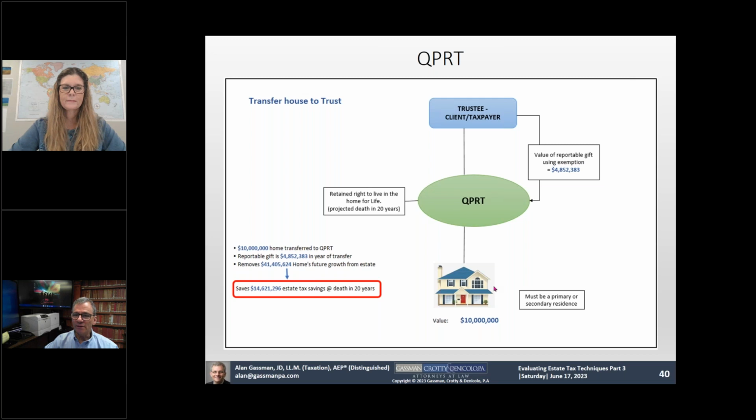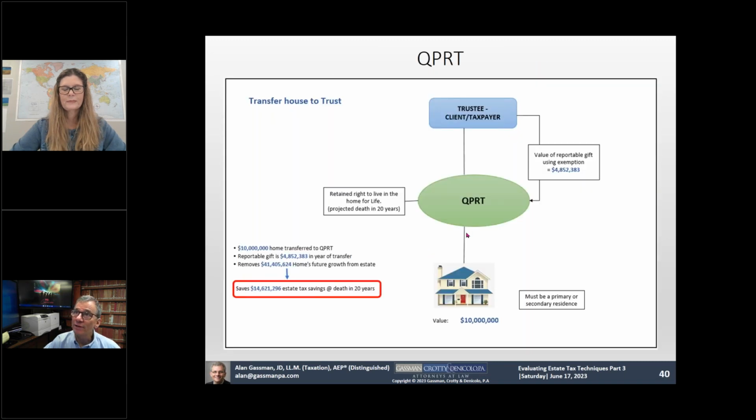All right, so this is actually Jill's house. It's a 10,000 square foot house on the Gulf of Mexico with a pool and a cigarette boat. So it's worth $10 million. And Jill puts this into the QPRT. And if you could imagine that she was age 70, which certainly is not the case, she would only be using 4.8 million of her 10 million exemption. Yet, if she lives 20 years, this thing is out of her estate for estate tax purposes.